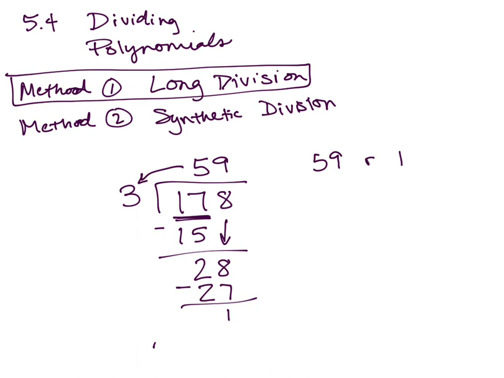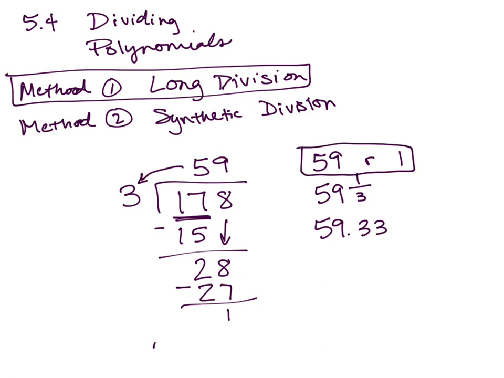Do y'all remember this? 59, remainder 1. We could also write it as 59 and 1/3. We could also write it as 59.33. All three of these give us the quotient. These are all the same answer. What do you think? Do you remember this process? Yes, ma'am. Where I divide, I multiply, I subtract. Divide, multiply, subtract. Okay. So that's going to hold true here.